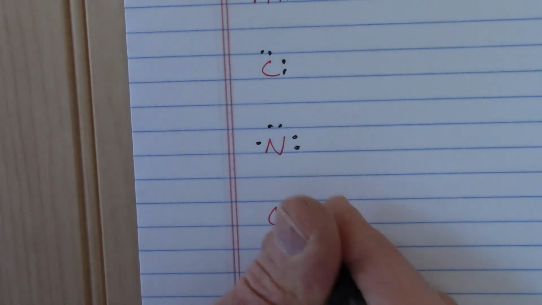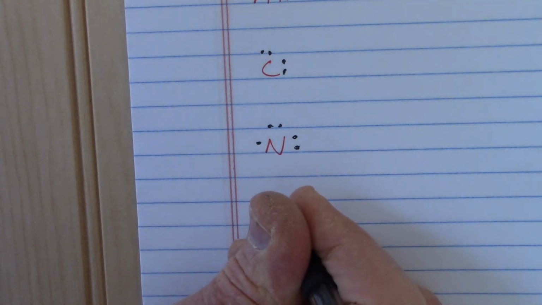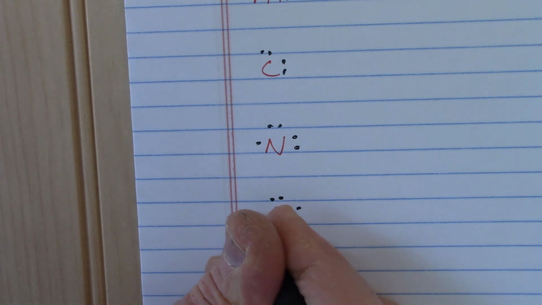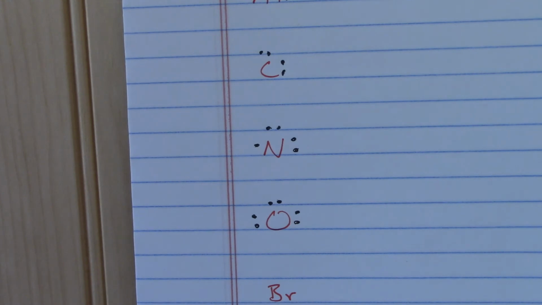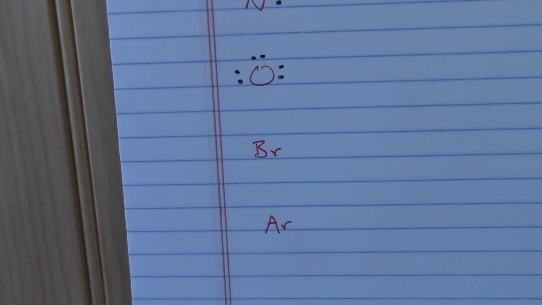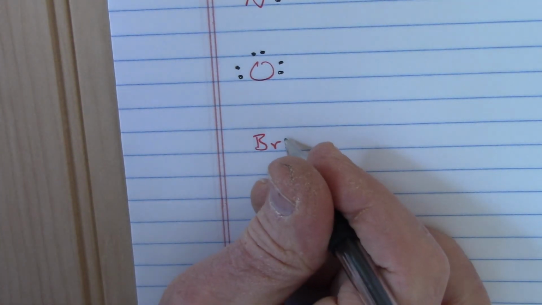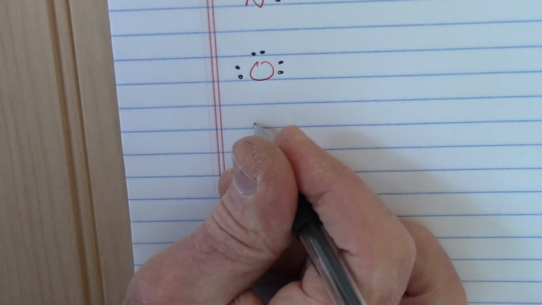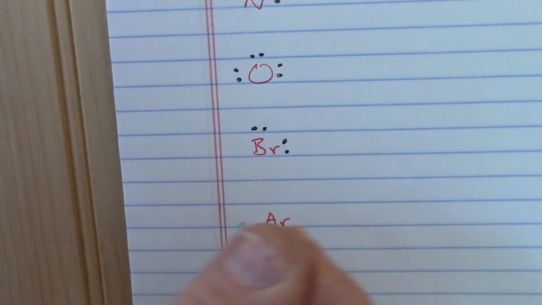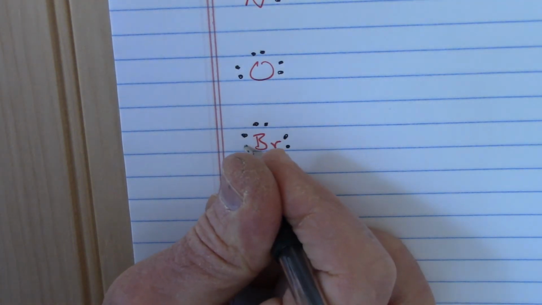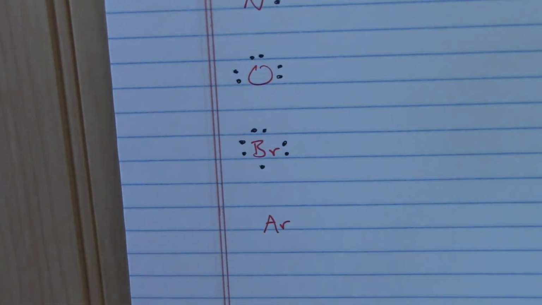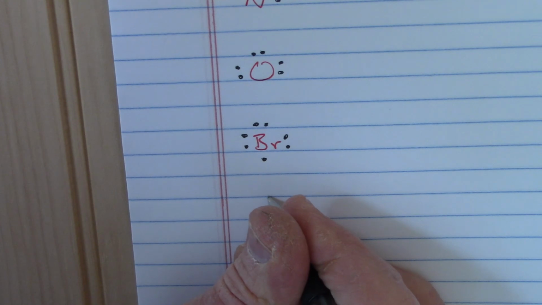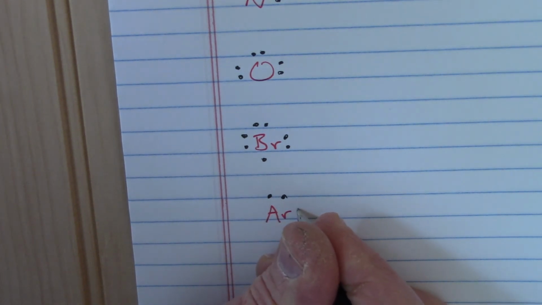Okay, oxygen has 6. I'm going to go a little bit faster here just because. 5, 6. Okay, so this is the valence electron dot configuration. And you should be able to do it. If you can't figure this out, then you can read the notes or you can come to office hours. So bromine has 7 valence electrons. Okay, 7 dots. And argon is stable. Okay, it has 8 valence electrons.